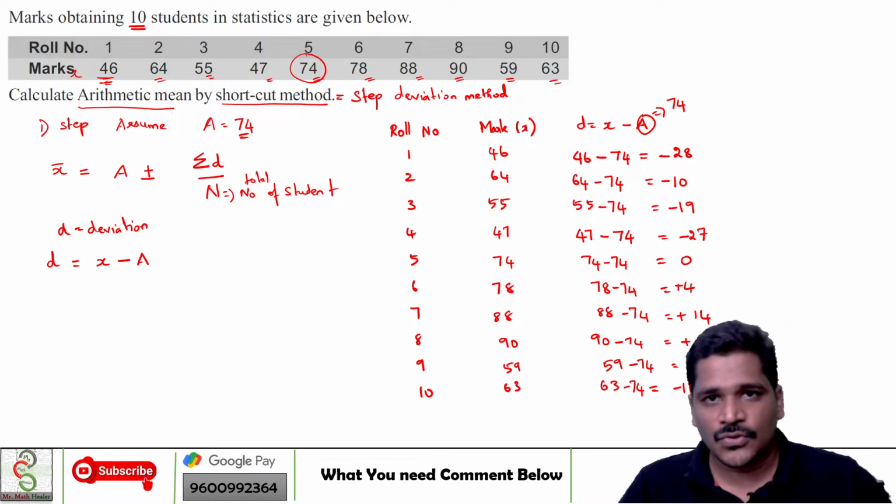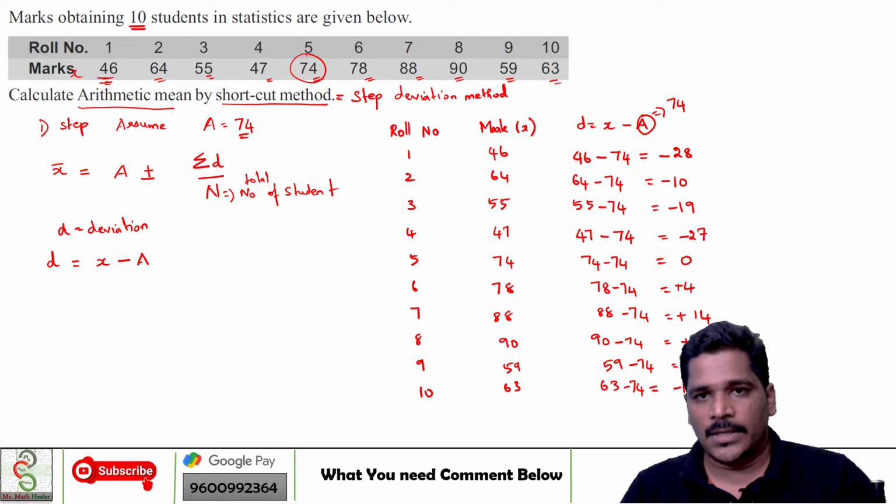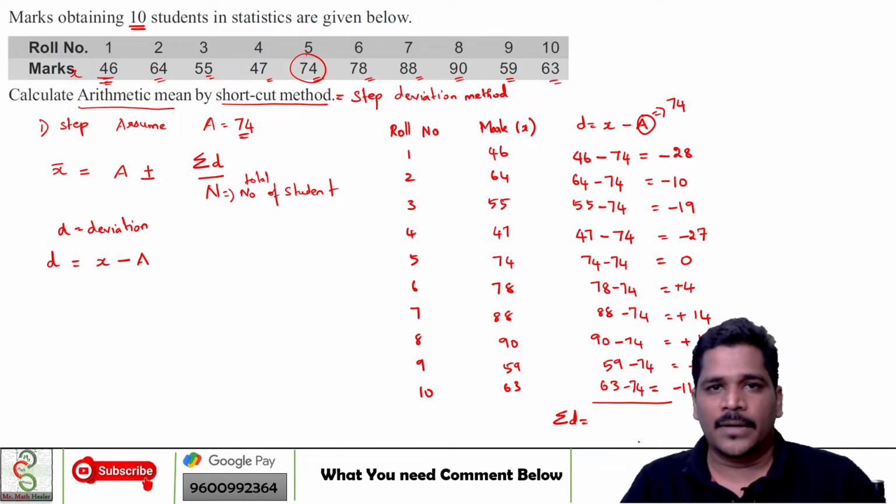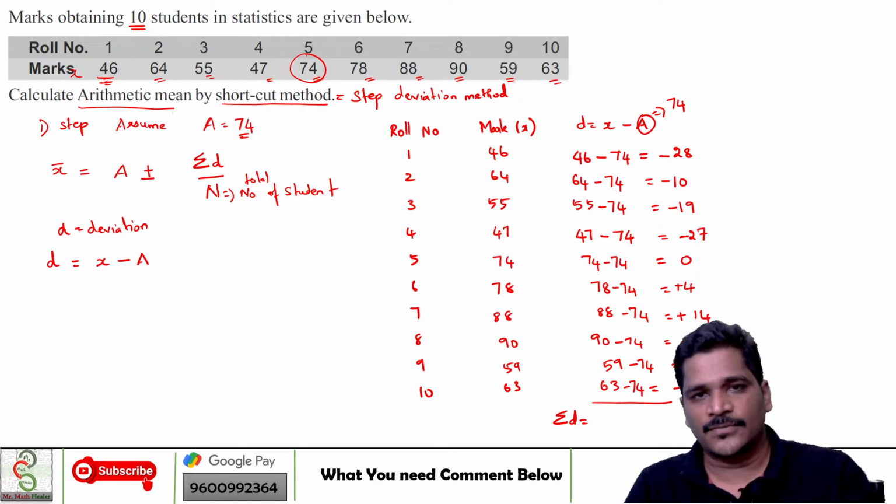Okay, fine. So now you calculated the d value, but right now you need to find the summation of d, which means you need to add up all those values. But here it is a problem. If you are using a calculator, it is easy for you. So just put minus 28 minus 10 minus 19 minus 27 plus 4 plus 14 plus 16, exactly what is there in the note. You are going to put it in the calculator and then do the problem.